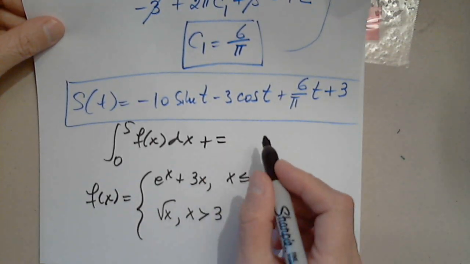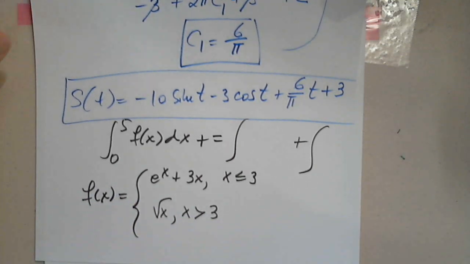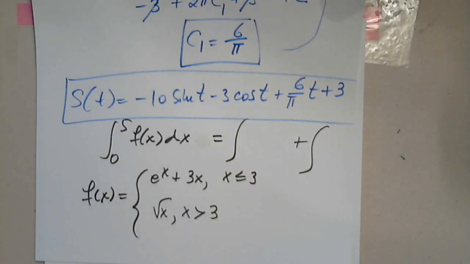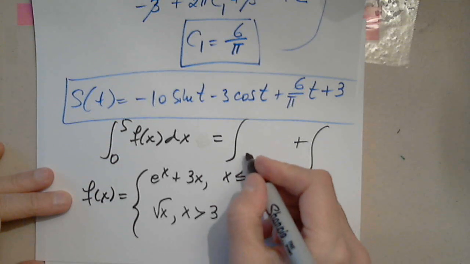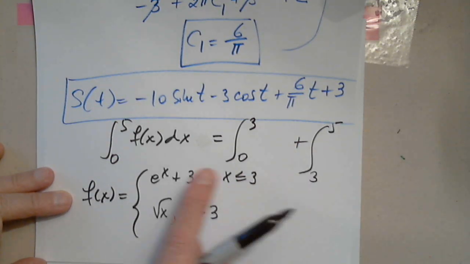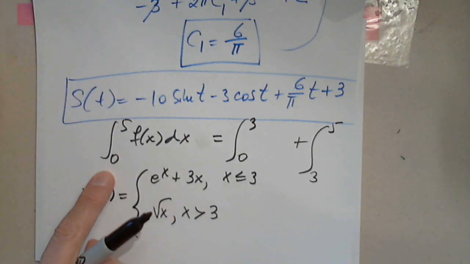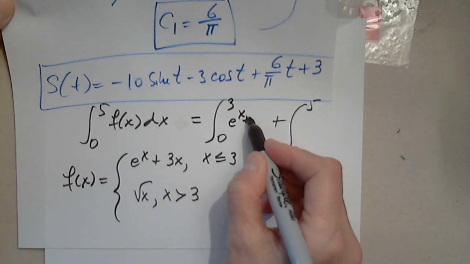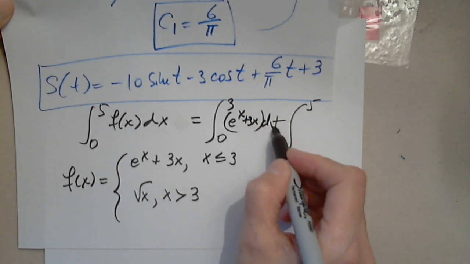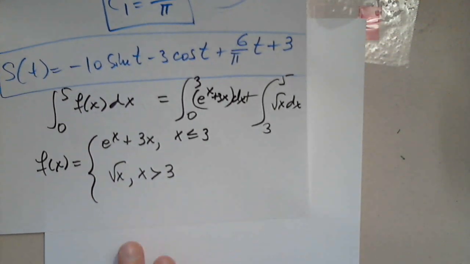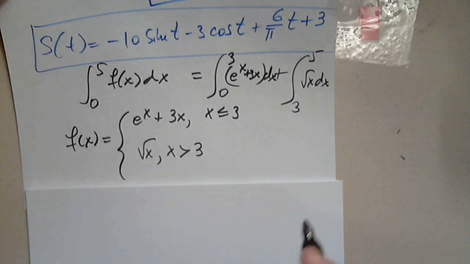Oops, I didn't mean that. I meant this. So we split it into two integrals, and we have to add them up. One from 0 to 3, because this is 3, and the other one from 3 to 5, because I only have between 0 and 5. Between 0 and 3 from this function, e to the x plus 3x dx, and 3 to 5 from this function, the square root of x dx.